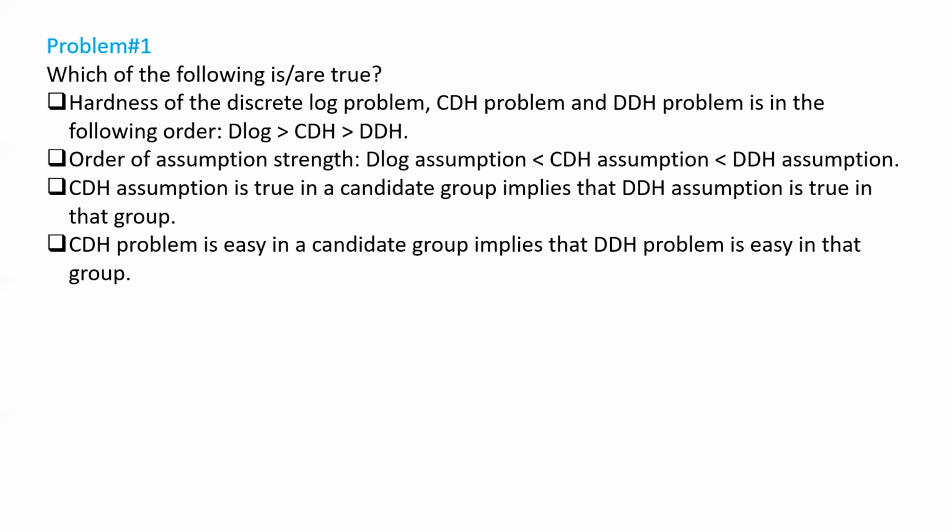Okay, but not necessarily the vice versa. That's why we say that, hardness wise, the hardest problem is discrete log, then the CDH problem, and then the DDH problem. Okay, and then the order of assumption strength. Which one is the weakest assumption and which one is the strongest assumption? So assumption strength wise, the discrete log assumption is the weakest assumption. Why? Because the discrete log problem is the hardest problem, right?